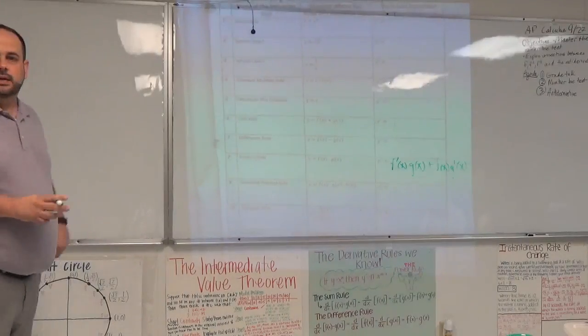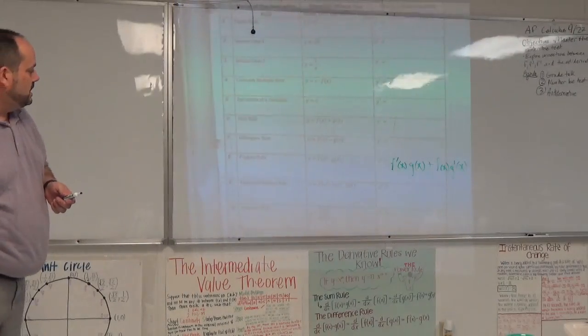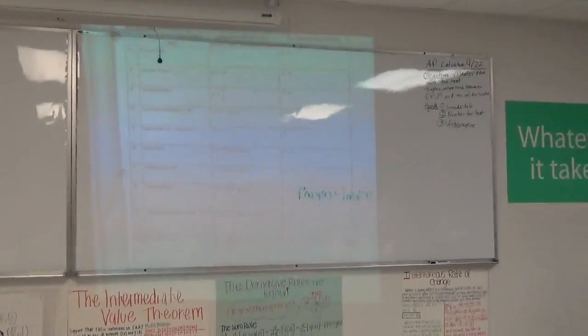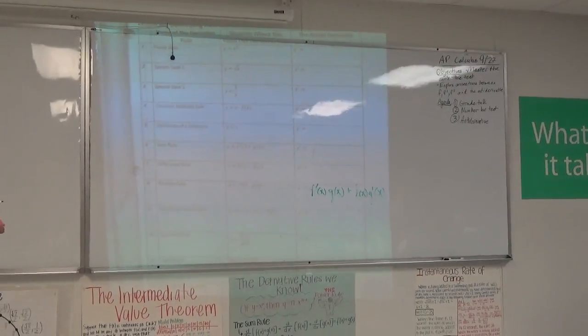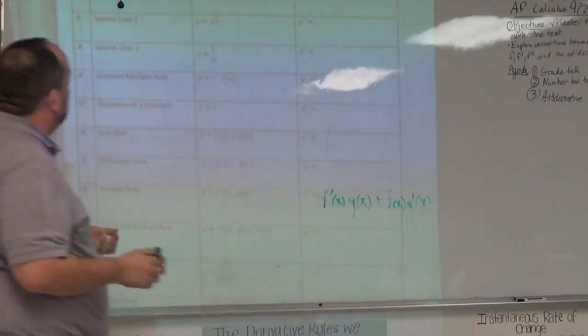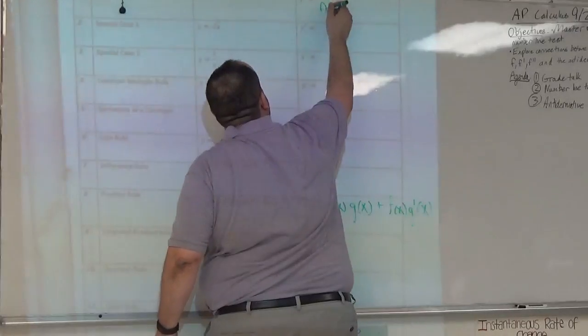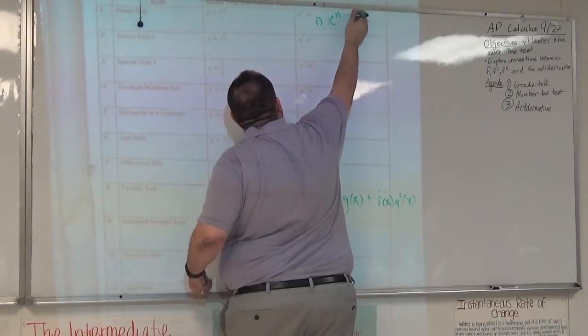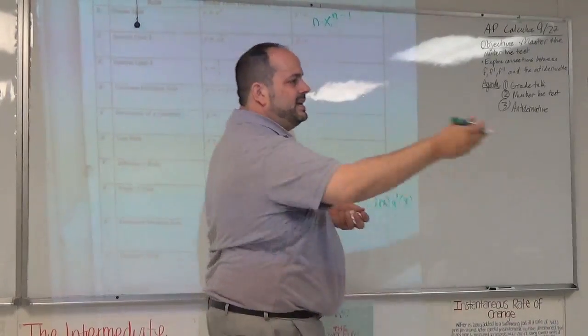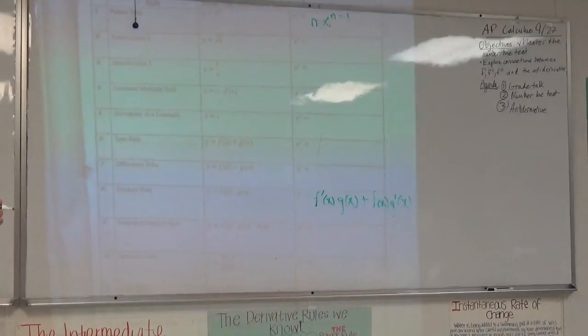Next. Celeste, pick one. Which one you want? First one. Power rule. n x to the power of n minus 1. n times x to the n minus 1. Nice.